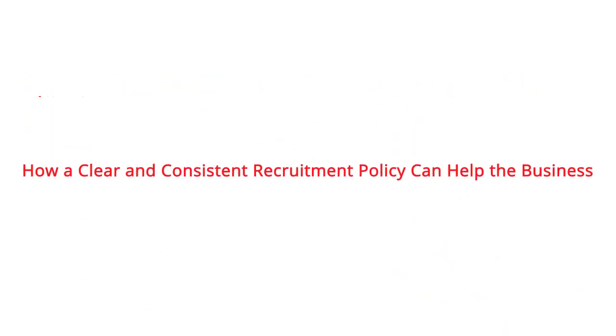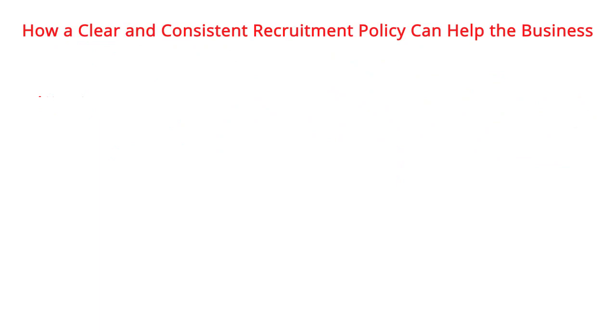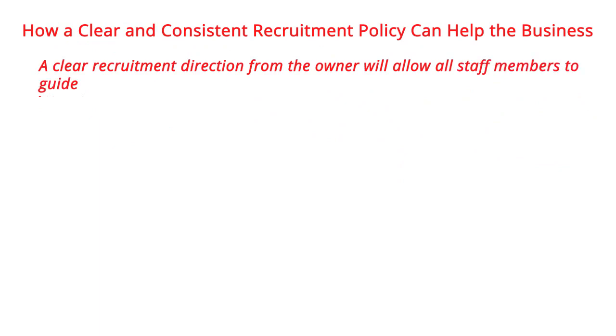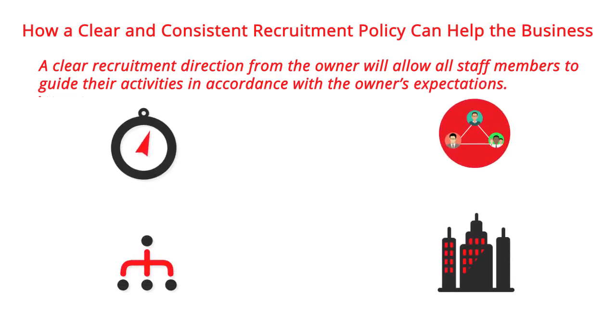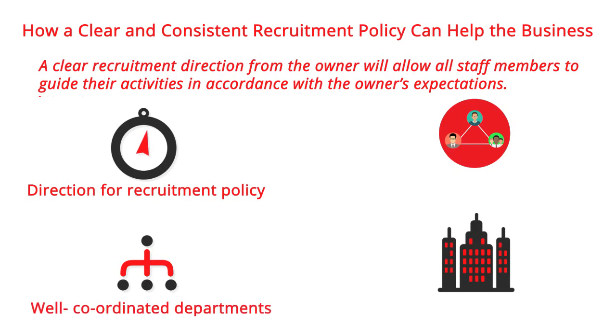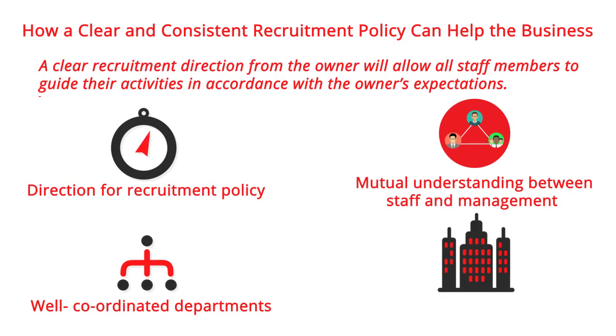Let's see how having a clear and consistent recruitment policy can help your business. A clear recruitment direction from the owner will allow all staff members to guide their activities in accordance with the owner's expectations. So, when we look at the slide we have now, we can see that once the direction for the recruitment policy is there, this will help your departments to be well coordinated, which will in turn lead to a mutual understanding between the staff and the management, and ultimately it will promote your company's image. If the company's image is being clearly and consistently portrayed to candidates during the recruitment process, this will influence the candidate's loyalty and commitment to the company in the long run.